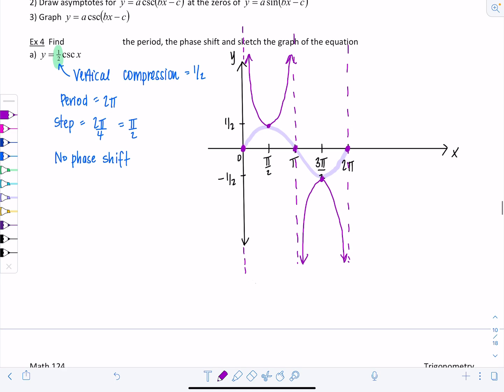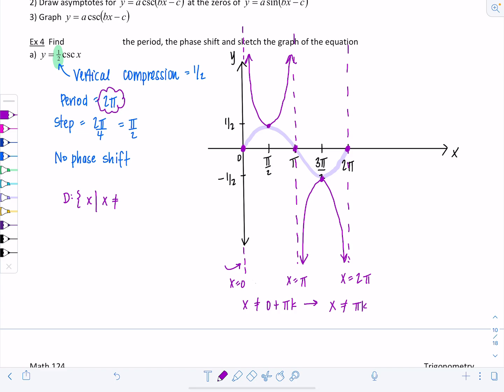So domain. Domain is going to be all x's such that x cannot equal. Well, notice the first asymptote's at 0. The next one's at pi. The next one's at 2 pi. So you could write x does not equal, remember, 0 plus pi k, but you don't put 0 plus anything. You just write that means x can't equal pi k. It repeats every 1/2 a period. 1/2 of 2 pi is pi. Or just look at your graph and see they're all spaced apart by pi. So x cannot equal pi k.